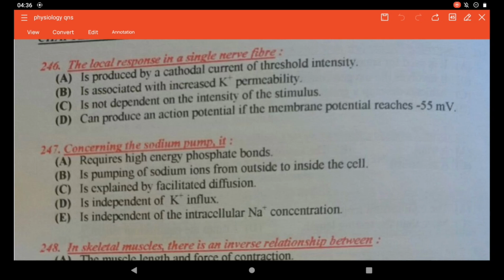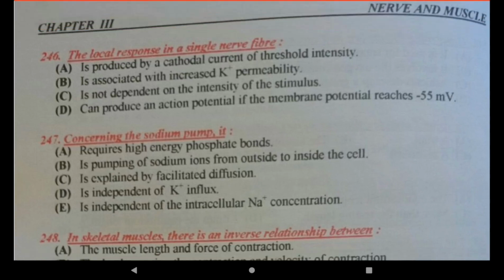Concerning the sodium pump: A. It requires high amounts of high energy phosphate bonds. B. It is pumping sodium from the outside to the inside of the cell. C. Is explained by facilitated diffusion. D. Is independent of potassium influx. E. Is dependent on the extracellular sodium concentration. 247. The most correct answer is A.